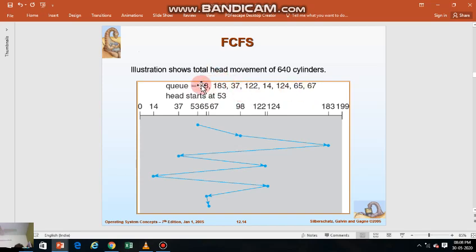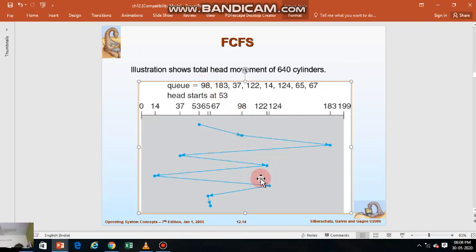You can see the graph over here: the head start is 53. From 53 it goes to 98. Now, as you know, it is sequential. Next we have 183, so from 98 it goes to 183. From 183 the next is 37, so it goes back to 37. Next is 122, so it goes back to 122. Then 14. This line is showing you the measurements. After 14 it moves to 124, and then from 124 to 65 and 67. So according to this scale, we start the head at 53, then 98, then 183, 37, 122, 14, 124, 65 and 67.